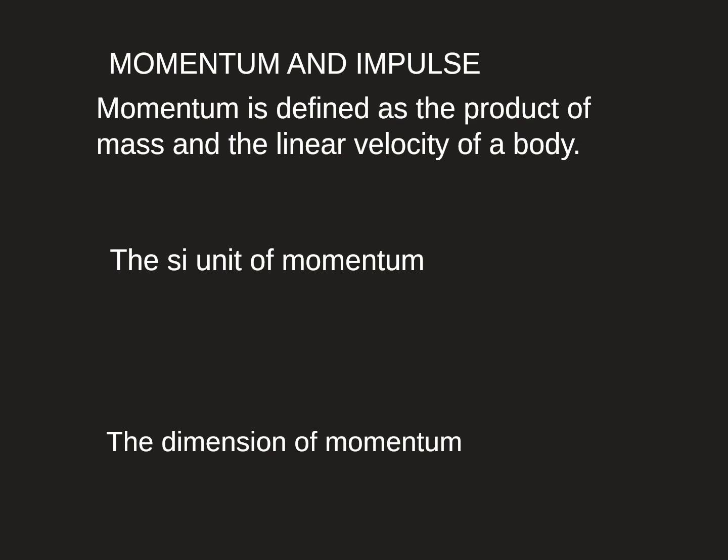Today we are going to discuss momentum and impulse. In physics, momentum is defined as the product of mass and velocity. Okay? The product of mass and velocity of a body is what is known as momentum. Momentum is equal to mass times the velocity. Okay.